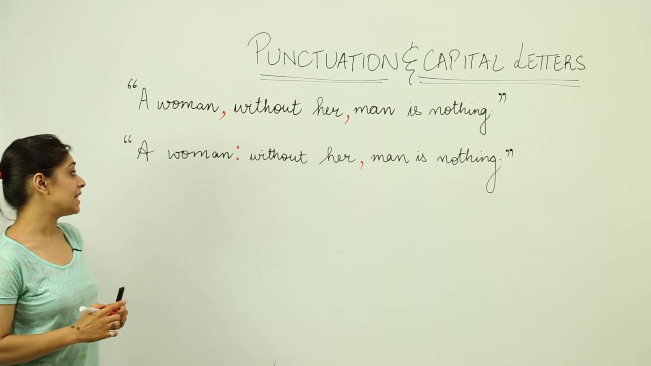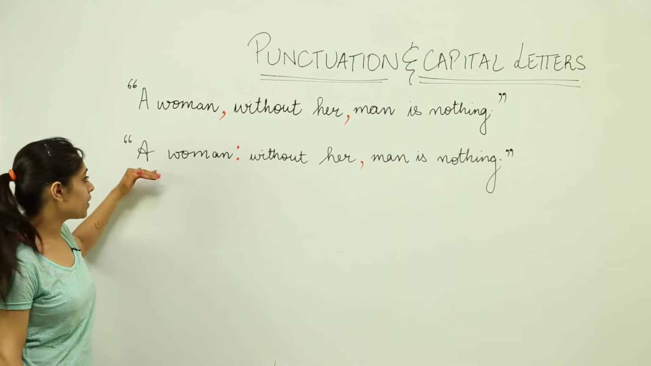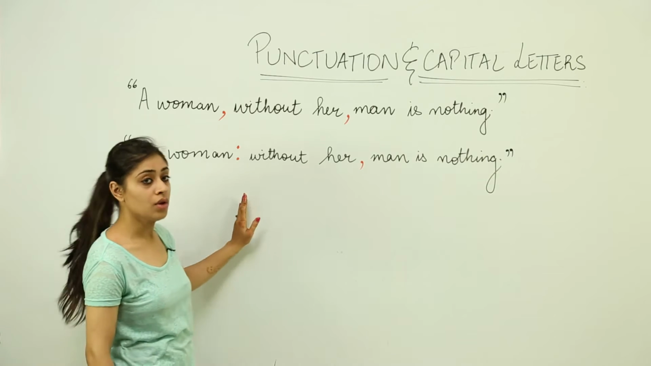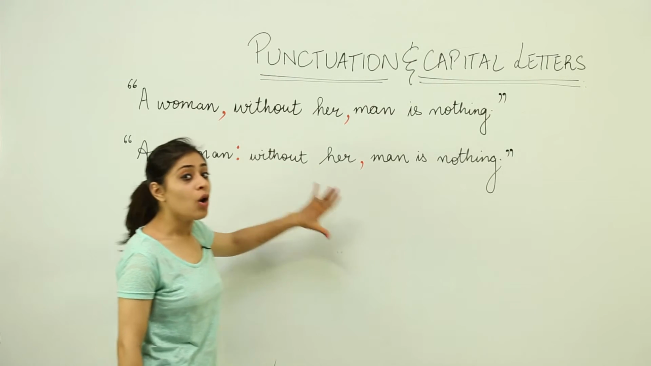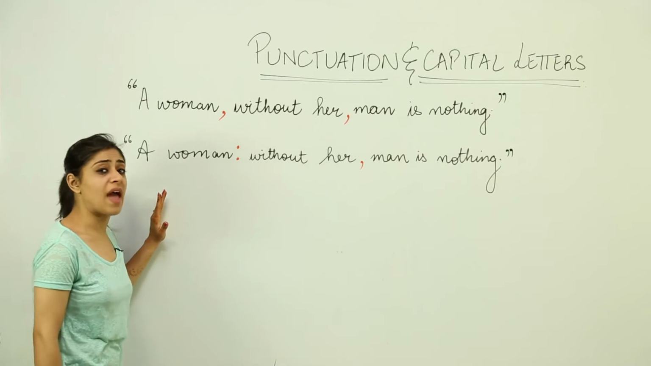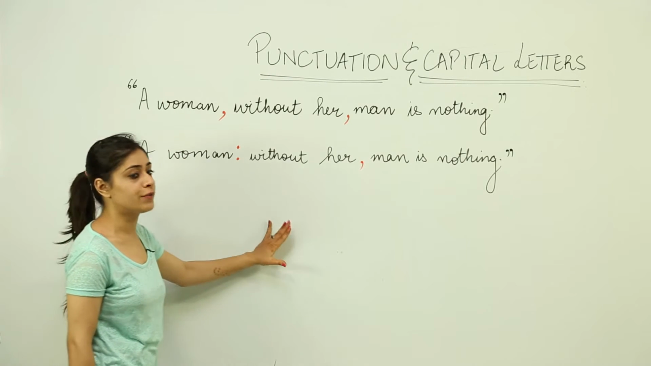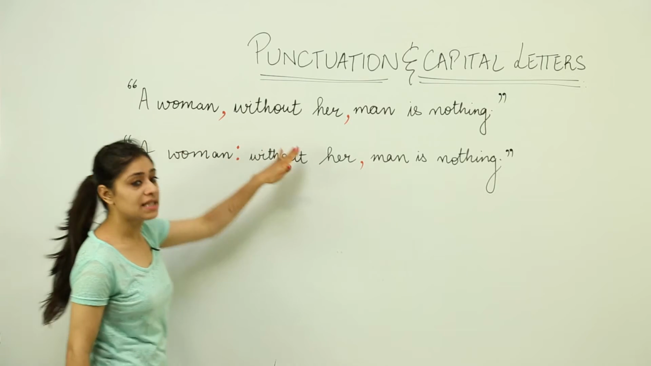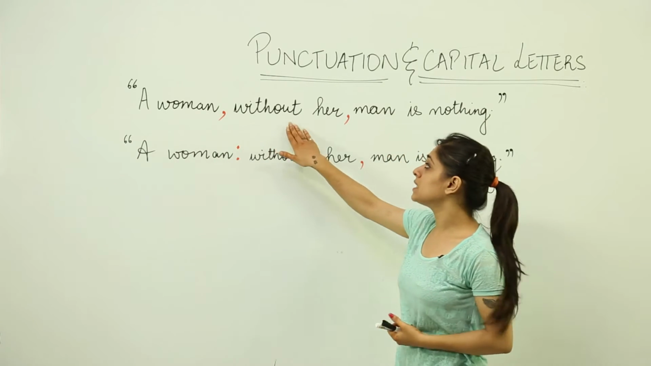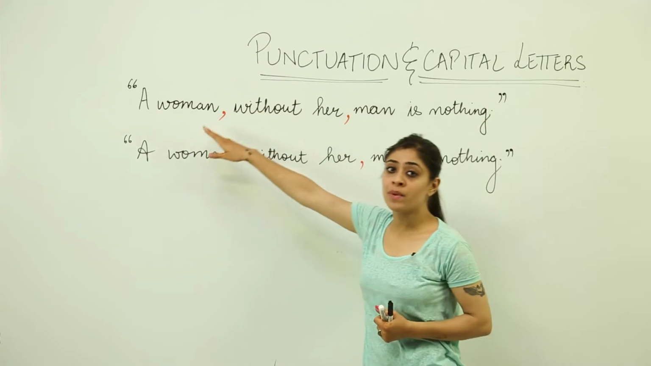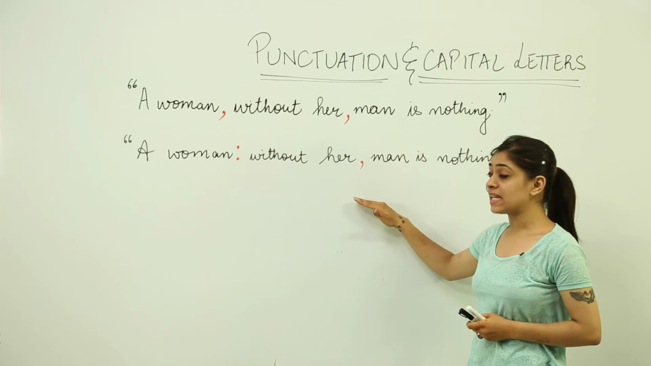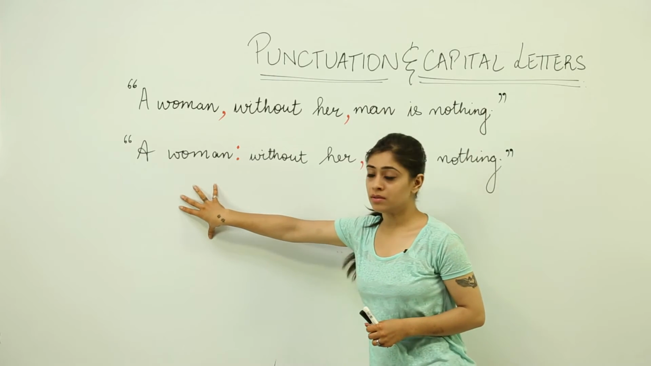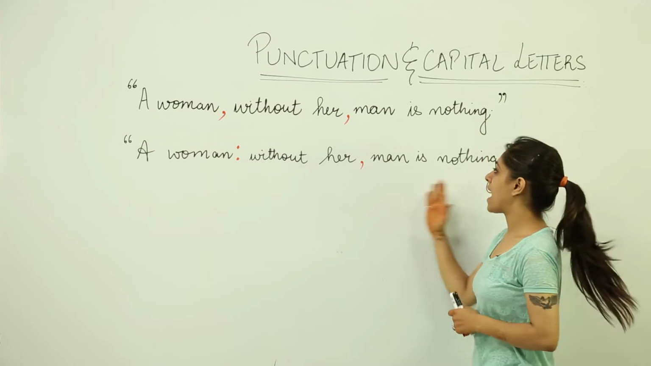Now, let's see this. In the second example, a woman; without her, man is nothing. Now, read these two sentences very carefully and you can see a lot of difference. The first sentence means that a woman is entirely dependent on a man. But in the second sentence, a woman; without her, man is nothing.